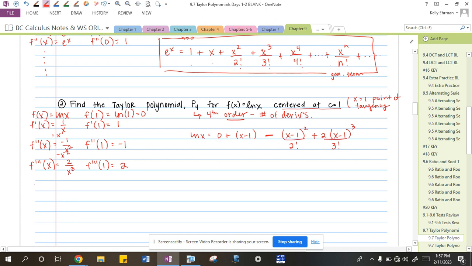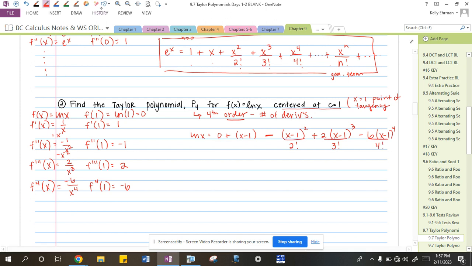Fourth order means I have one more round of derivatives to take. Fourth derivative of x. This is 2x to the negative 3, so this becomes negative 6 over x to the fourth. Evaluate that at 1. Get negative 6. So my last term is negative 6 times x minus 1 to the fourth over 4 factorial.